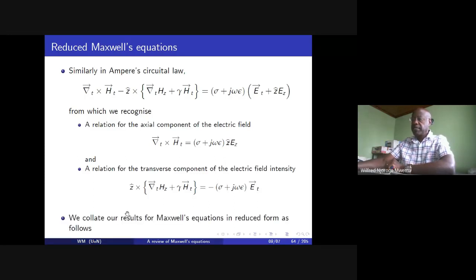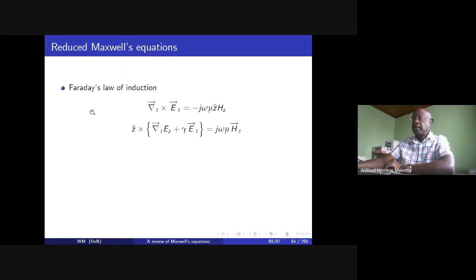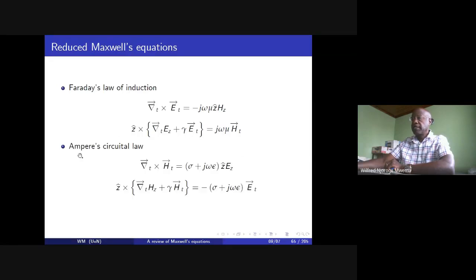So we can put this together in the reduced form as follows. One, the Faraday's law of induction. We have that the axial magnetic field intensity is related to the transverse curl of E of T, and the transverse magnetic field component is proportional to that Z cross of that argument there. And the Ampere circuit law is again given as follows, and with a negative sign.